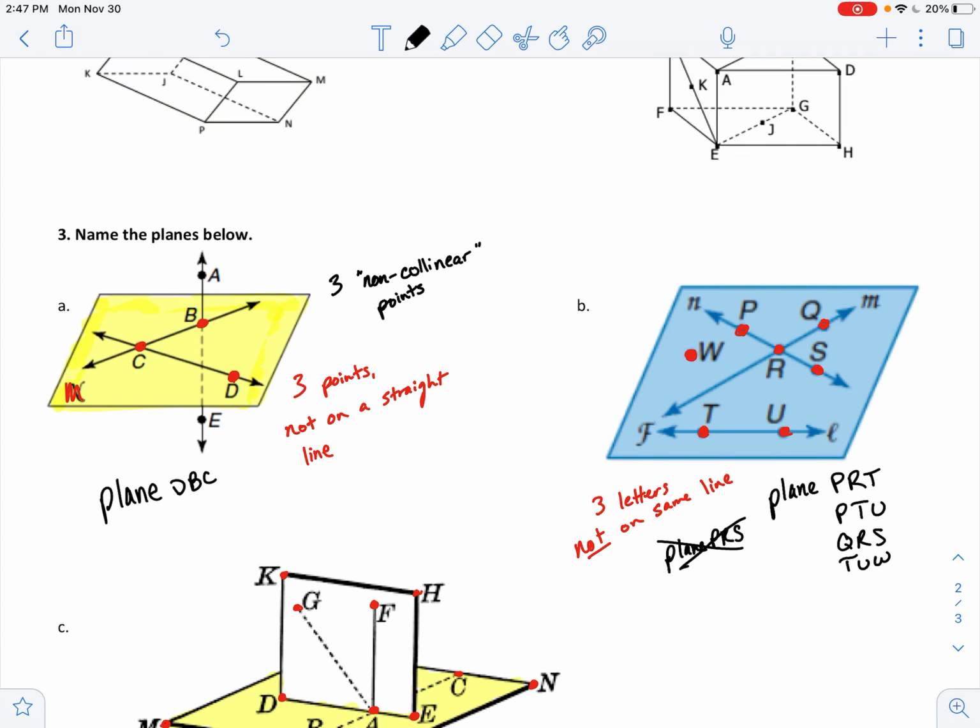So that's our introduction to points, lines, planes, and rays. I will see you tomorrow where we try a little bit more in depth to identify our points, lines, planes, and rays.